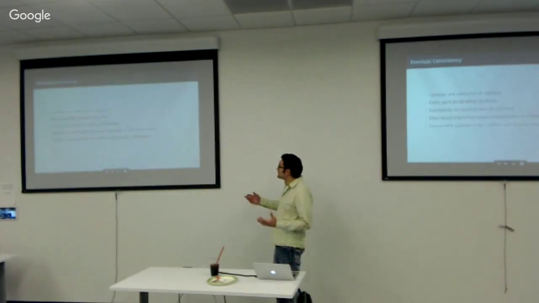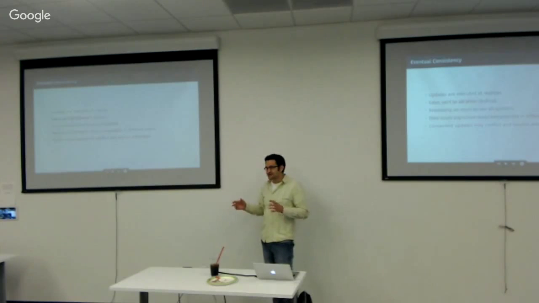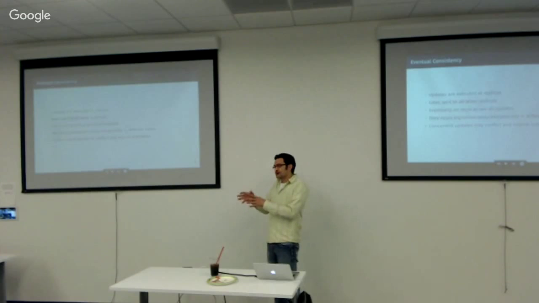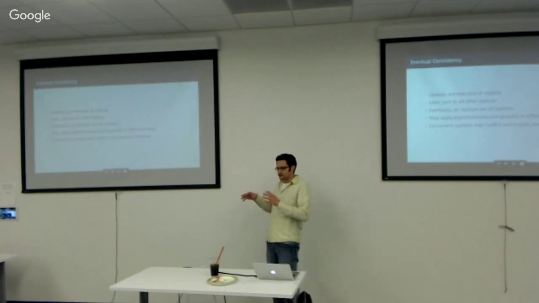So a quick outline of what eventual consistency is. The idea is you have a bunch of replicas of data. Updates to the data are executed at all replicas. And first they're executed at one, then they're sent to all the others. Eventually, all of the replicas see all of the updates that have happened. They apply those updates asynchronously and possibly in different orders from each other. Sometimes concurrent updates of data conflict, and so they need an arbitration mechanism to decide who wins in the conflict.